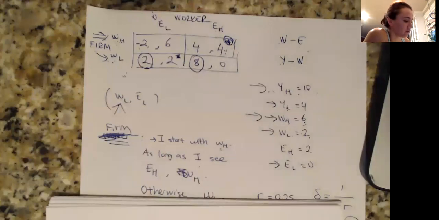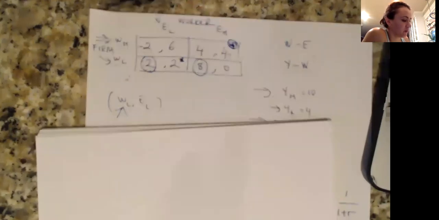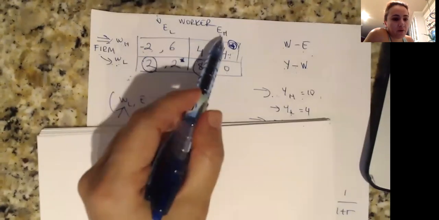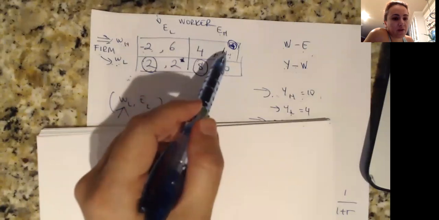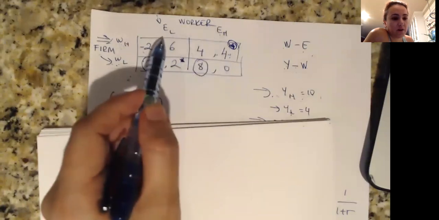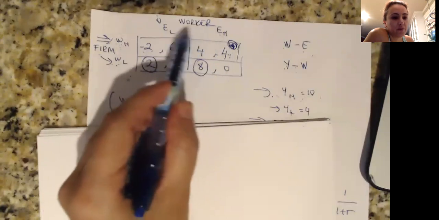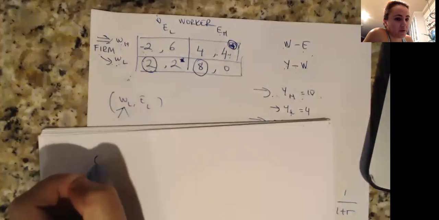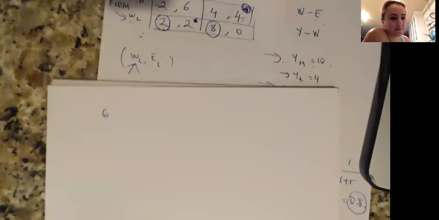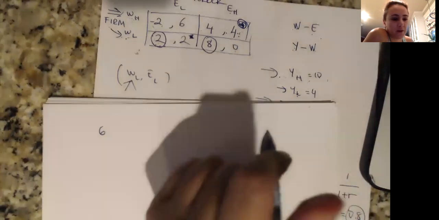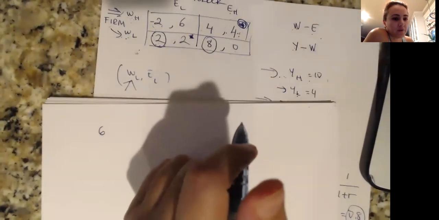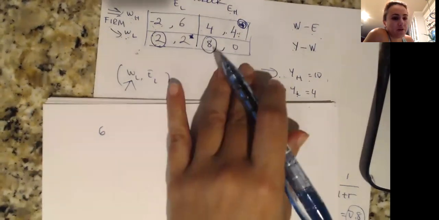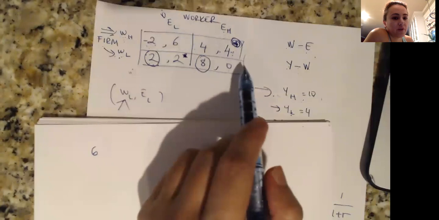Okay, so let me tell you what this punishment stuff is. So the firm is starting with WH, and the worker was supposed to play EH, but he cheats and plays EL. So for the first period, the worker benefits from this because instead of getting 4, he gets 6. Okay, but the punishment is the following.